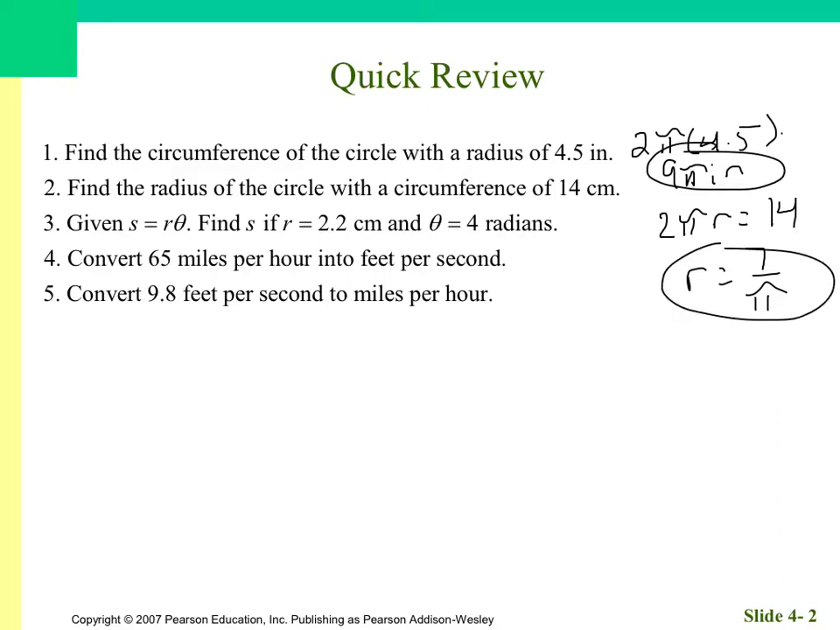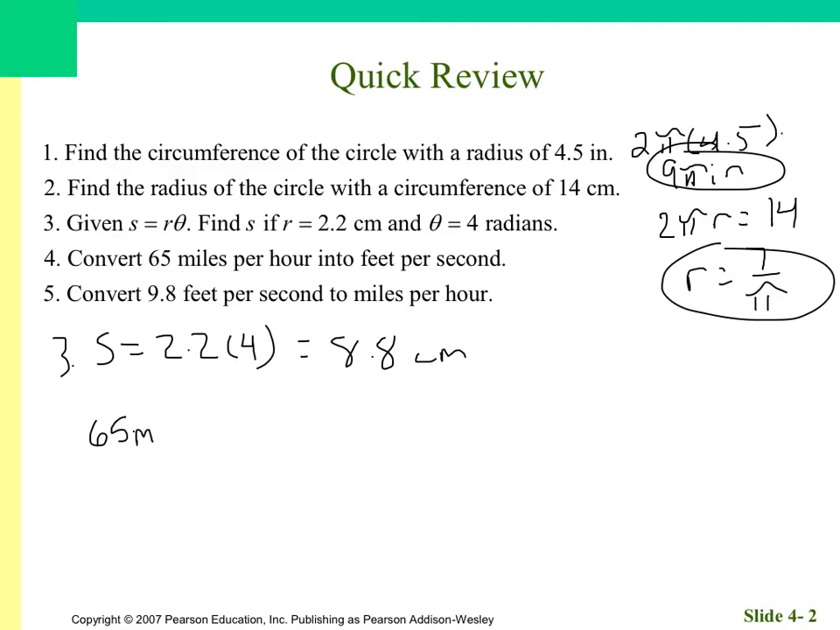Given that s is equal to r times theta, find s if r is 2.2 and theta is 4 radians. Well, s equals 2.2 times 4, which is 8.8, I believe centimeters. Convert 65 miles per hour into feet per second.